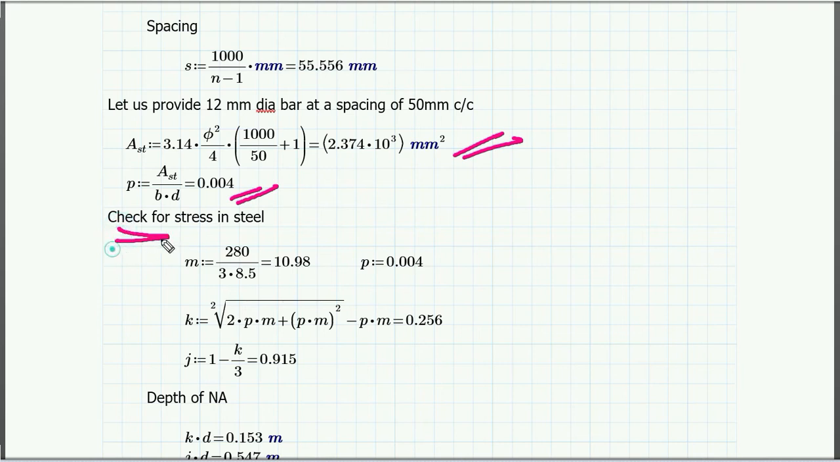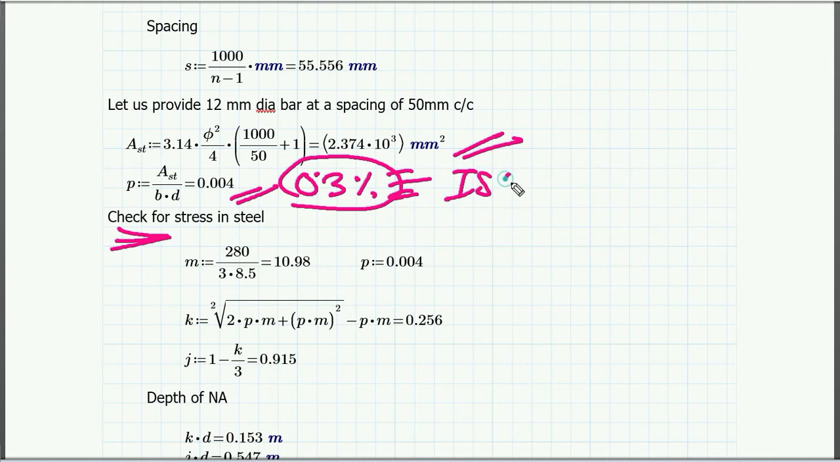Then check for stress in steel. Also remember that the minimum percent of steel that you need to provide is 0.3%. This is the minimum. You cannot provide steel less than 0.3%. Now this you can also find out in IS 3370 Part 2.